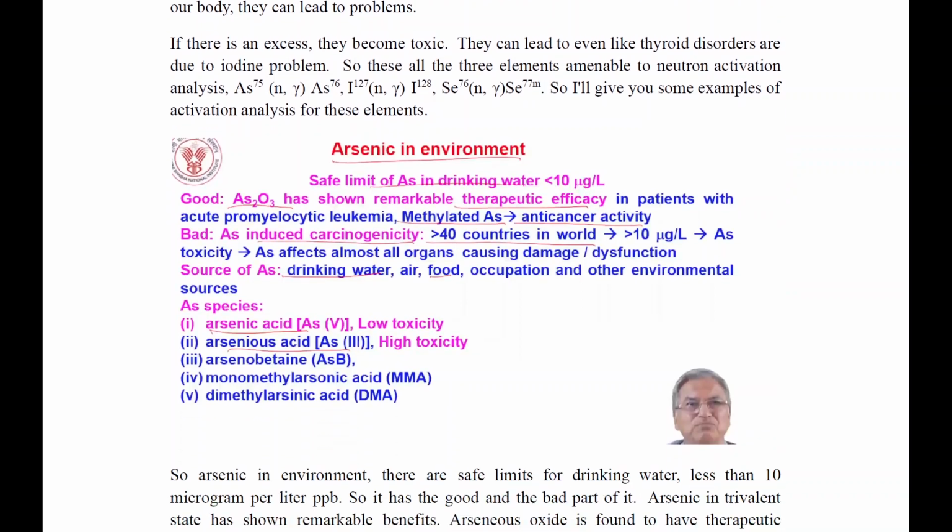And then there is arsenic. Arsenic also has a safe limit in drinking water of 10 microgram per liter. Now As2O3 has shown remarkable therapeutic efficacy in patients with acute promyelocytic leukemia, and methylated arsenic has anti-cancer activity. Arsenic-induced carcinogenicity is reported in more than 40 countries in the world, and toxicity affects almost all organs, causing damage and dysfunction. The source of arsenic can be drinking water, air, food, occupation, and other environmental sources.